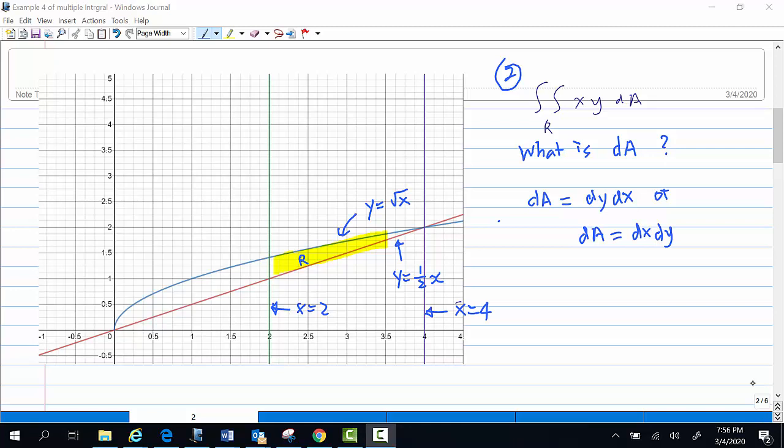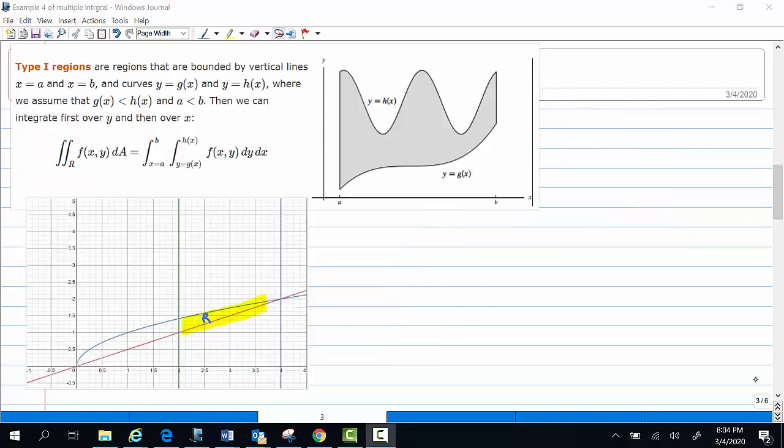Now, the second step is to interpret what is dA here. dA could be dy dx, or dA could be dx dy. Which one do you choose? It may affect how easy or how difficult your integration is. First, we must recognize the region we have. This is a type 1 region.